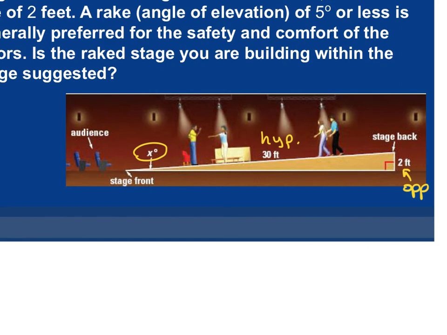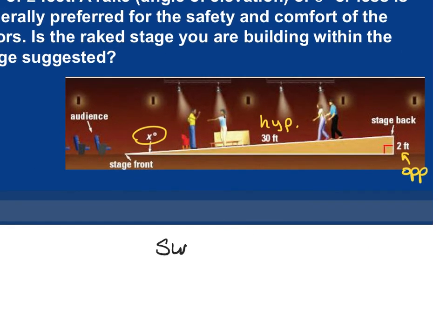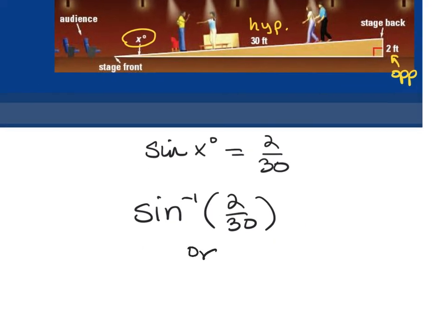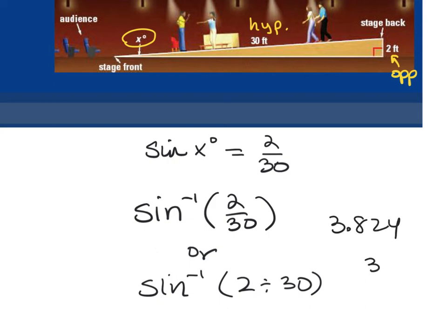So in order to find the angle measure, I could set it up like this. I'm really doing sine of x degrees is equal to opposite over hypotenuse. But when I go to do it in my calculator, I'm doing sine -1. And then if you can enter it as a fraction, you will. Or you would do sine -1 of 2 divided by 30, hit enter, and you should be getting 3.824, rounded to the tenths place, 3.8. It's less than 5 degrees, so this would be a good stage. Add a slide.